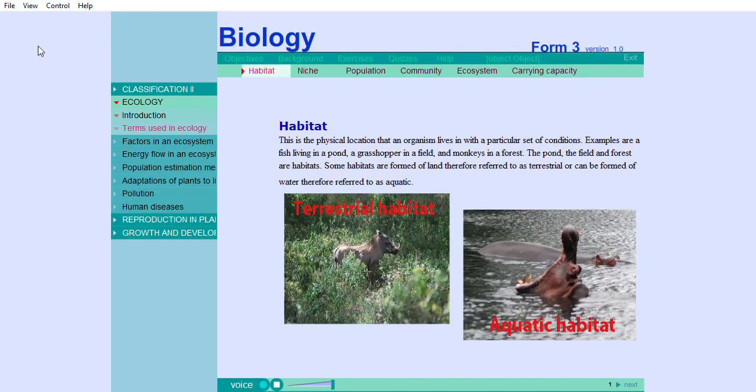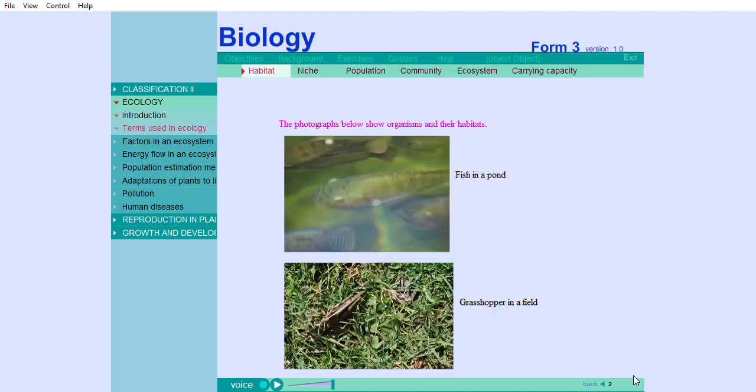Habitat. This is the physical location that an organism lives in with a particular set of conditions. Examples are a fish living in a pond, a grasshopper in a field, and monkeys in a forest. The pond, the field, and forests are habitats. Some habitats are formed of land, therefore referred to as terrestrial, or can be formed of water, therefore referred to as aquatic. The photographs below show organisms and their habitats.